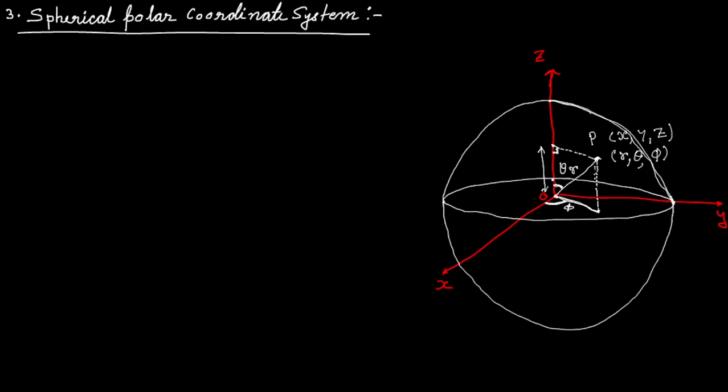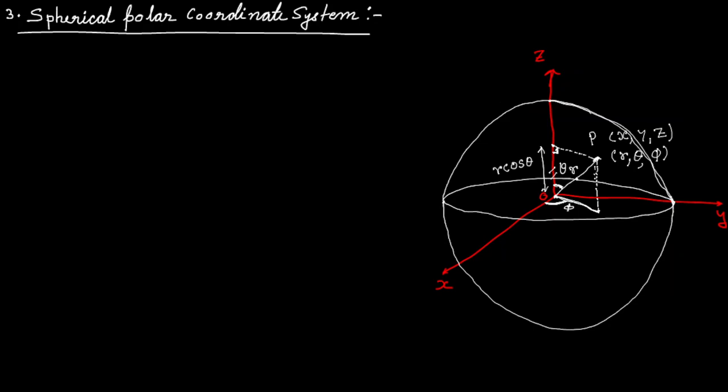So from the figure, we can write what this projection length will be. Since this angle is 90, O to P, that distance is R, and this angle is theta, we can write this projection length will actually be R cos theta. Yes, this projection length will be R cos theta.